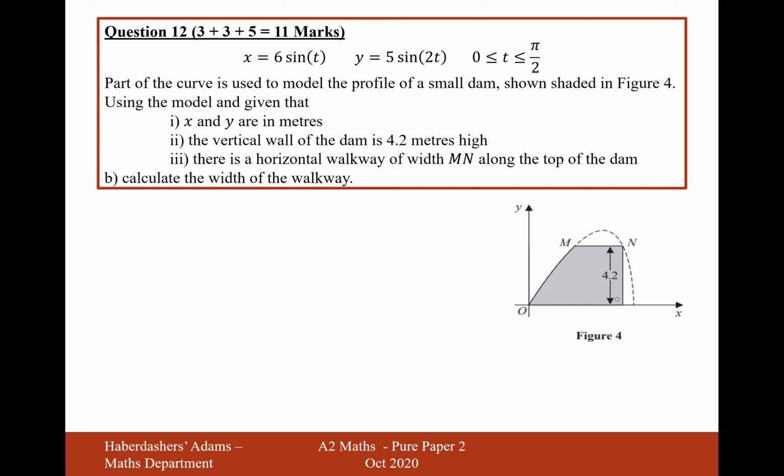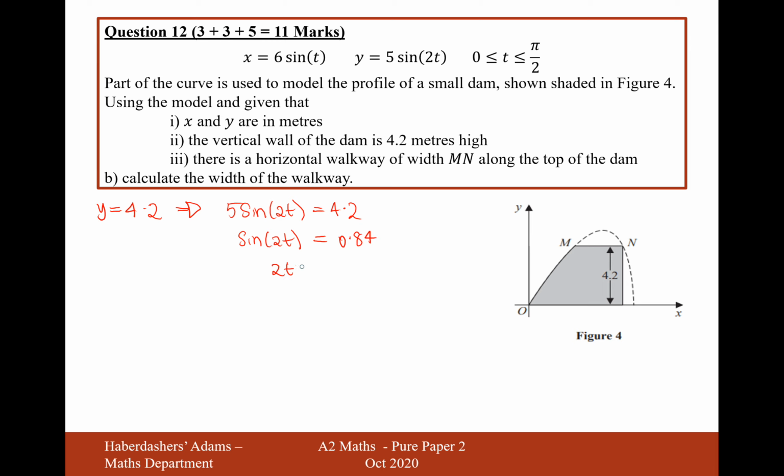So what I want to work out is what the t values are going to be for this height of 4.2. So I now need to set the y value equal to 4.2. So therefore 5 sine 2t is going to be equal to 4.2. Let's first divide by 5. So 4.2 divided by 5, which would be 0.84.